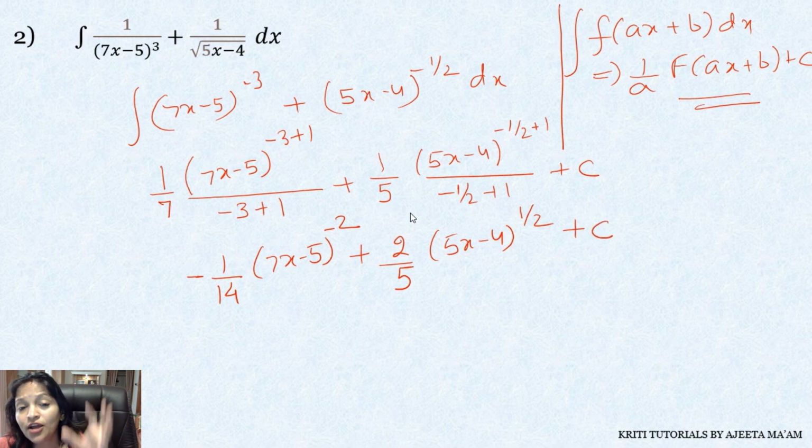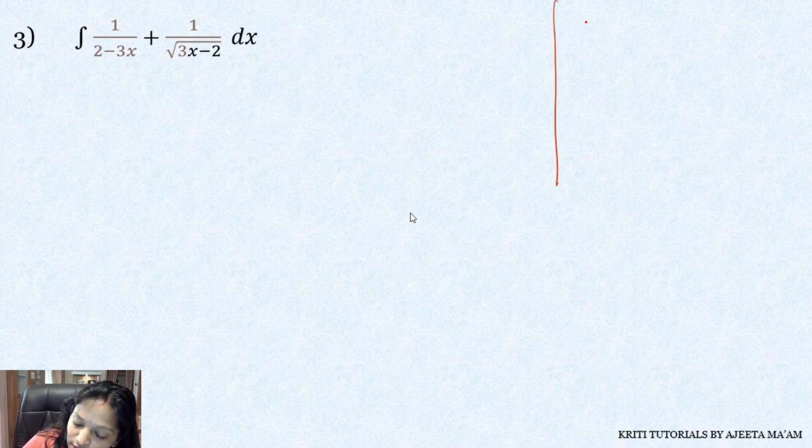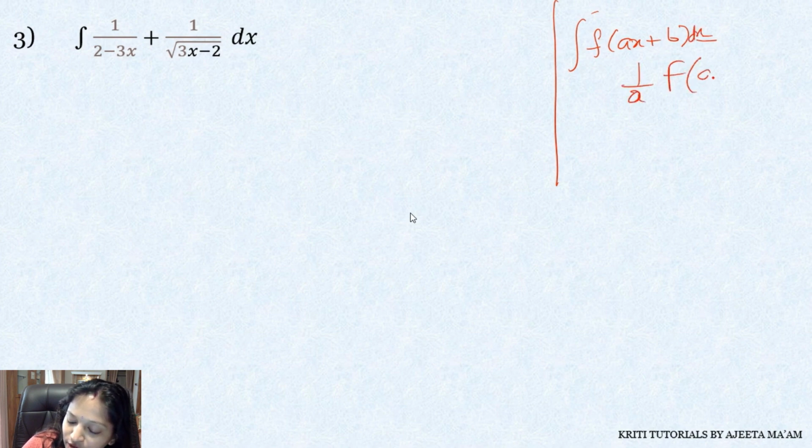We are using this property. No substitution till now we have done. I have not taught you substitution, but this is how we make it using the property. Now let's move on to the next. This also we will do using the property, students. No substitution needed, so let's make use of the property. Let's write the property for your revision. If we have to integrate this, we can simply make it 1 upon a and the integral of the function.